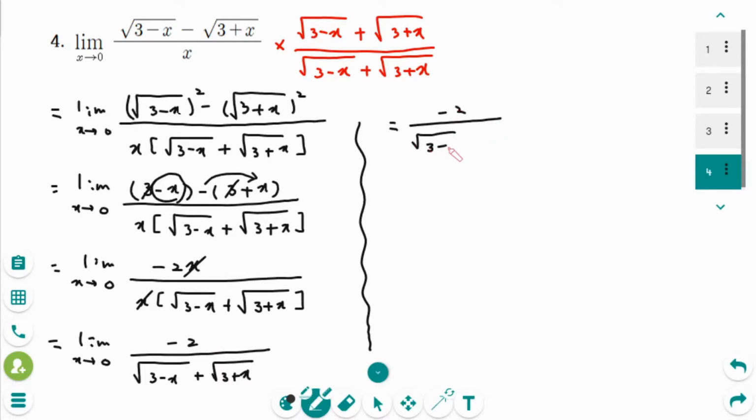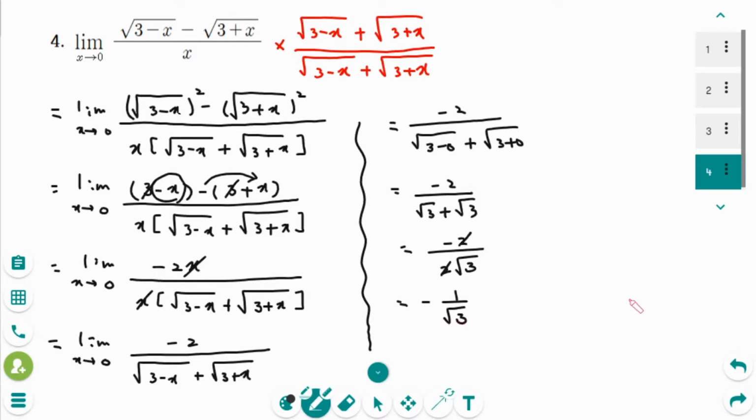So square root of 3 minus 0 plus square root of 3 plus 0 equals minus 2 over square root of 3 plus another square root of 3. So minus 2 over 2 square root of 3. So we can cancel 2 and then minus 1 over square root of 3. Then rationalize the denominator. So times square root of 3 over square root of 3. The final answer is minus the square root of 3 over 3. That is the final answer.